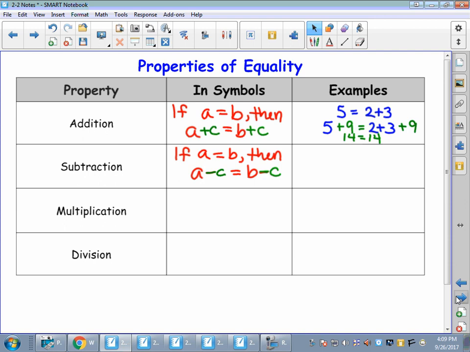So I like to think of the same example. 5 is equal to 2 plus 3. If I were to subtract 1 from each side, as long as I'm consistent when I subtract 1 from each side, the left-hand side is equal to 4, and the right-hand side is also equal to 4. So not equal to 5 anymore, 1 less than 5, but they're still balanced.